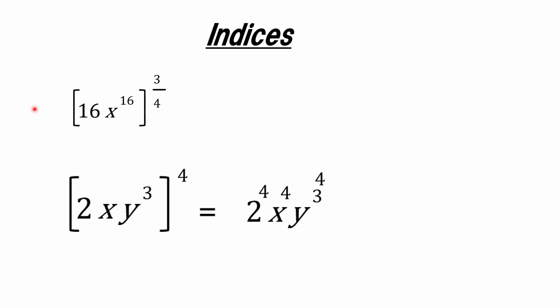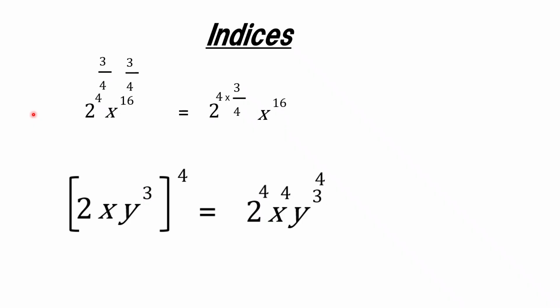But before we start, 16 is 2 to the power of 4. We just did that in the previous question because it's 2 times 2 times 2 times 2, right? So now we split the power, give each one of them 3/4. This goes away. Now you have two powers, you multiply them. So it's going to be 2 to the power of 4 times the new power, x to the power of 16 times the new power. It's like this: 2 to the power of 4 times 3/4, x to the power of 16 times 3/4.